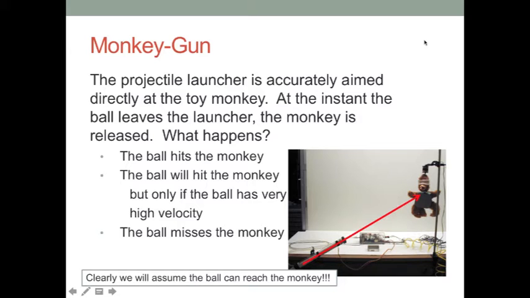Question is, what will happen? Will the ball hit the monkey? Will the ball completely miss the monkey? Or will the ball hit the monkey only if it has a very high velocity? And clearly we're going to assume that the ball will in fact reach the monkey. So, enter your answer in the box that appears, and then we'll look at the answer.